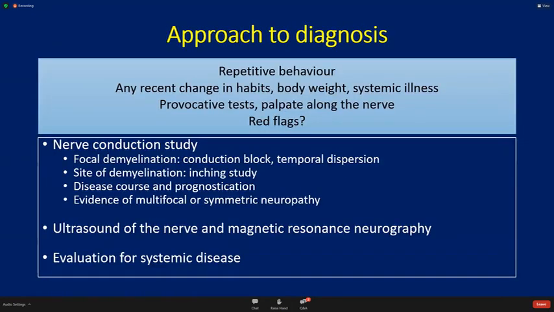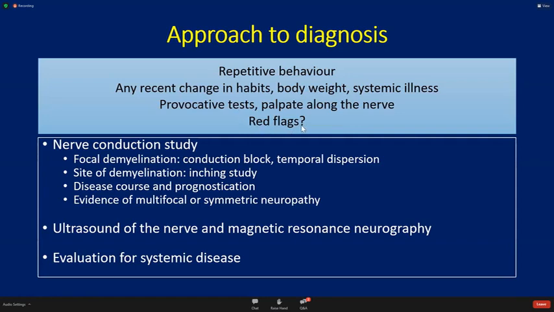Now, how do you approach the diagnosis for a mononeuropathy? You have to ask in the history specifically, are there repetitive behaviors, particularly their job or recreation activity? Any new habit, somebody who has started going to the gym and started doing 100 push-ups, a rapid loss in body weight, recently admitted in ICU, and a systemic illness like diabetes, all these should be particularly asked for in the history. You have to do provocative tests and palpate along the nerve to look for thickening or tenderness.